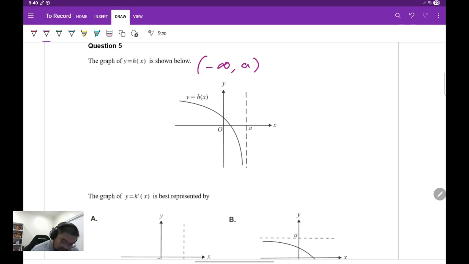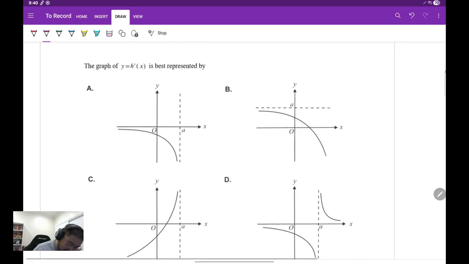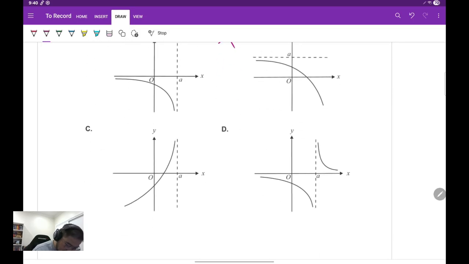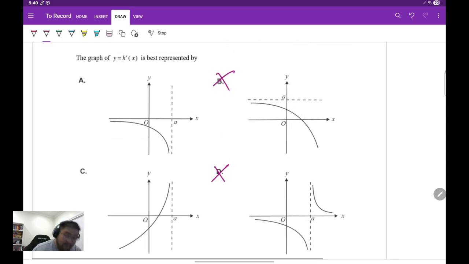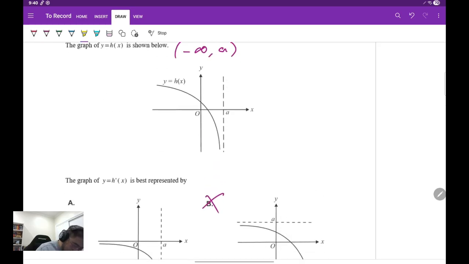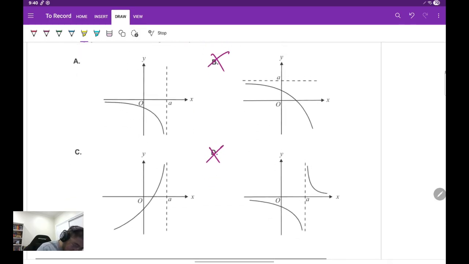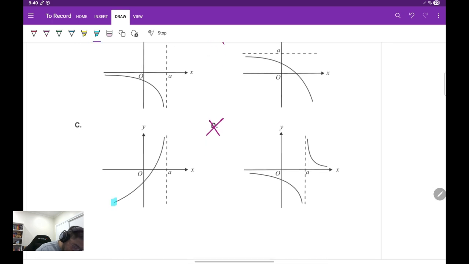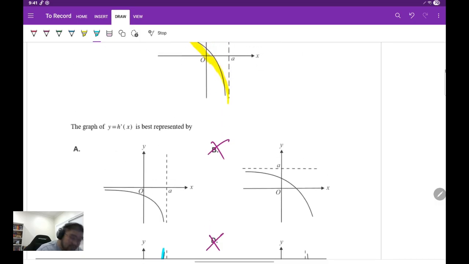So if we have a look at this, we can reject option B, it cannot be right, and option D cannot be right. Okay, so we're narrowing down to A and C. So let's see, A and C. If we look at the gradient here, as we approach the asymptote, the gradient is decreasing. But if this is the gradient graph, this is saying as we approach a, the gradient's increasing. So the answer for this one is A, because that's the only one that matches up with our approach.